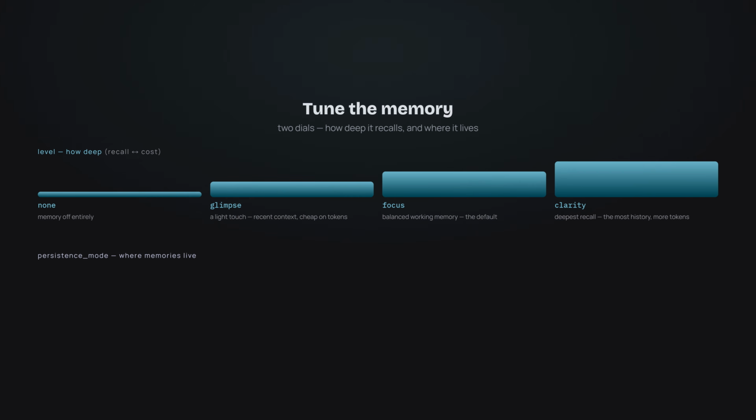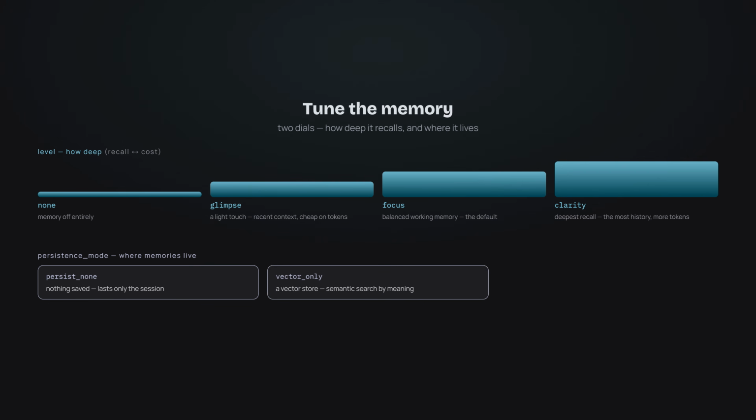The second dial is persistence mode, where the memories actually live. Persist none keeps nothing. Memory lasts only the current session, then it's gone. Vector only writes them to a vector store, so the agent can semantically search everything it has seen by meaning. And vector plus graph adds a knowledge graph on top, the entities the user mentions, and the relationships between them. So recall is structured, not just similarity.